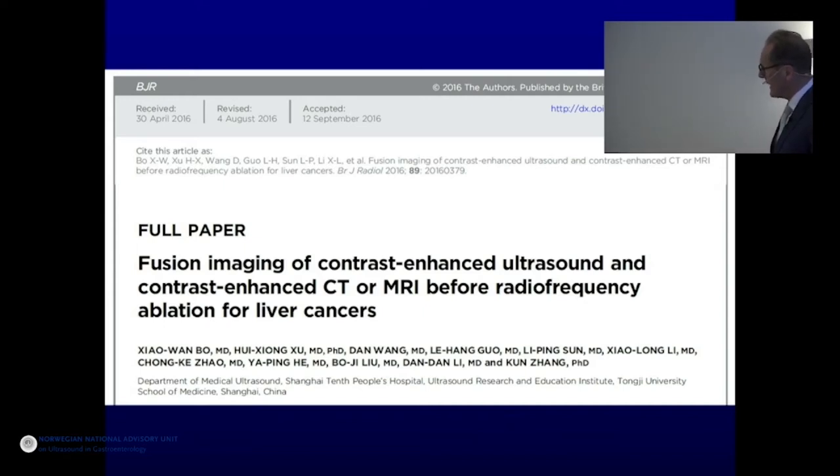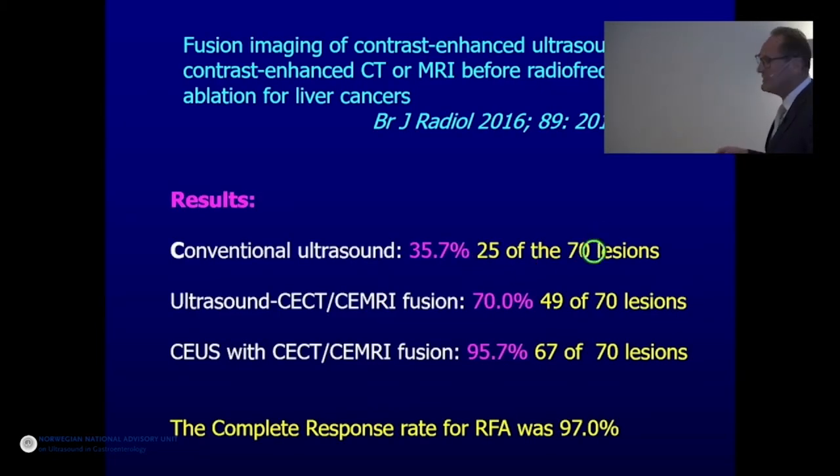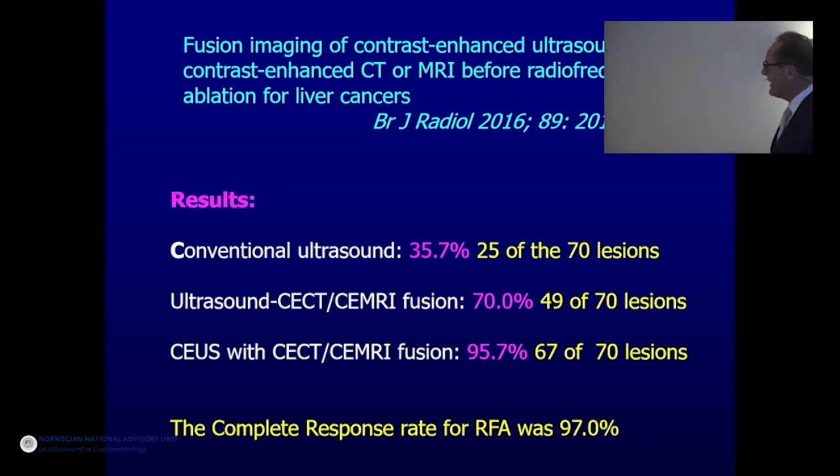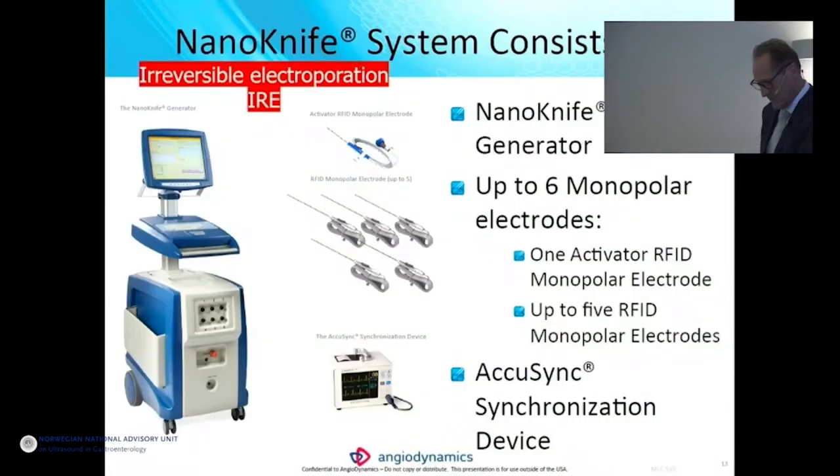There was this paper from China where they used fusion imaging and contrast ultrasound to do ablation. They had a total of 70 lesions they wanted to ablate. With ultrasound alone, they could identify only 25 of the 70 lesions conspicuously. I wonder why only 25, but this is what they write. But then when they added fusion, they were able to see 49 of these 70 lesions and they could ablate them. Still, not all of them. Then they added CEUS to their fusion and they had a success rate of 95 or almost 96%. 67 out of 70 lesions they were able to ablate with a combination of fusion and CEUS. So, a very good completion rate.